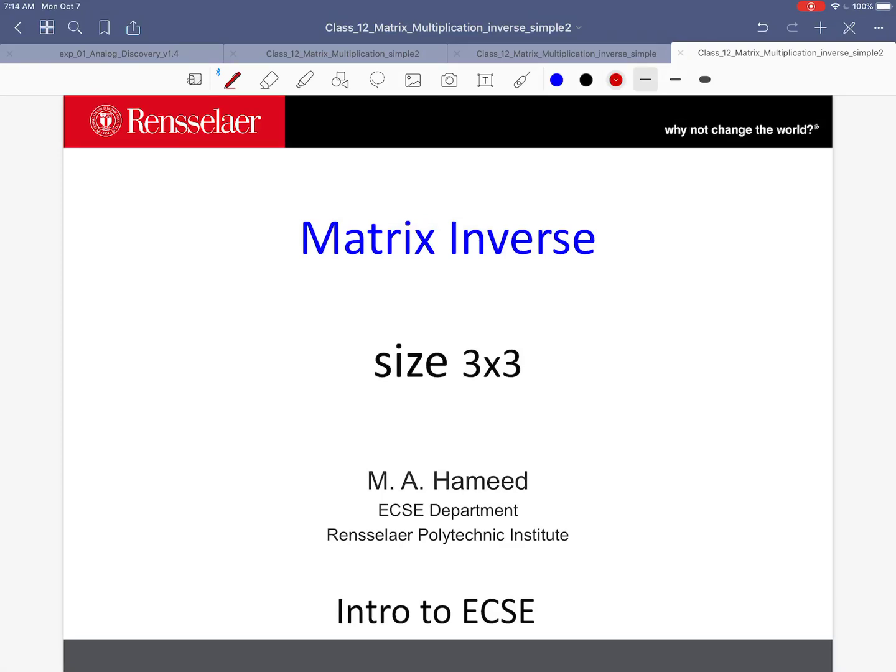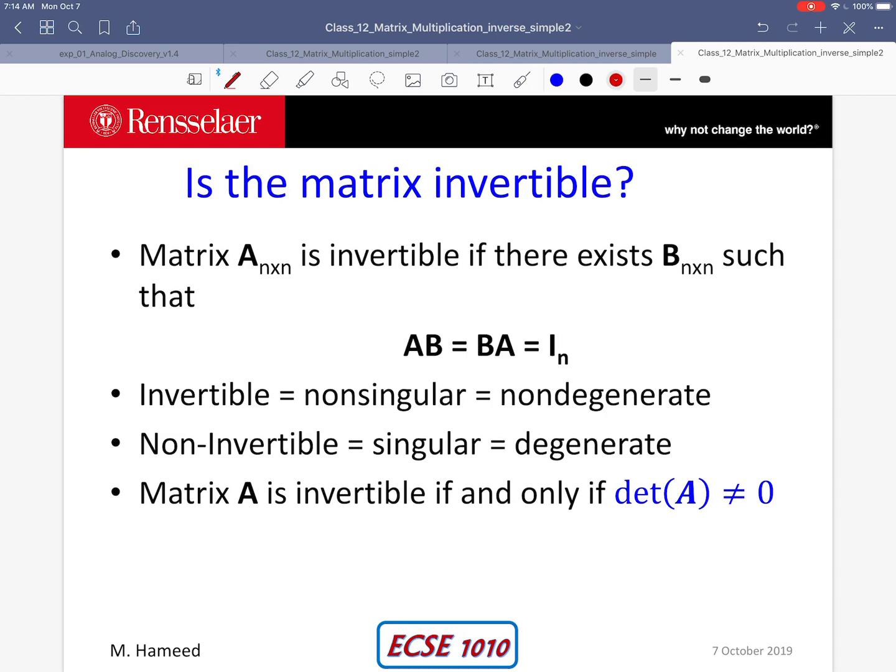In this video, we will look at a matrix inversion example for a matrix of size 3 by 3. So we are going to have 3 rows and 3 columns, and we are going to consider a square matrix to do an inversion operation. So let's first try to answer the question whether a matrix is invertible or not, and how we can find that out.